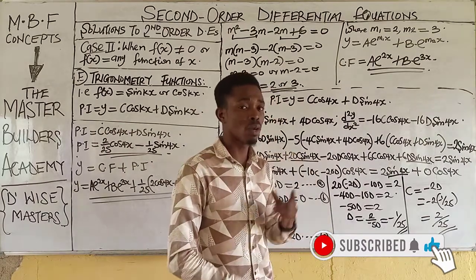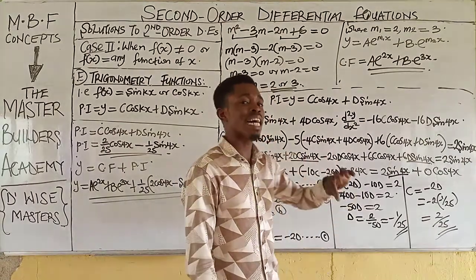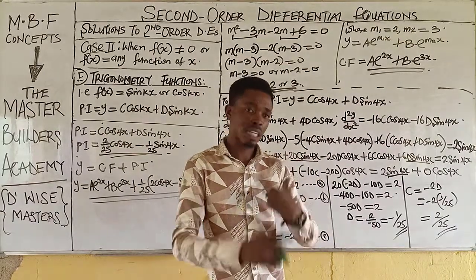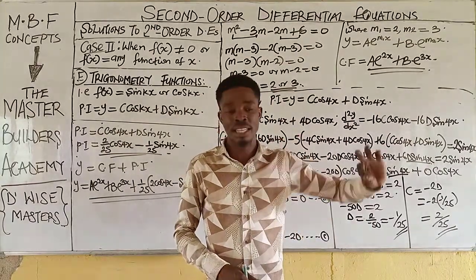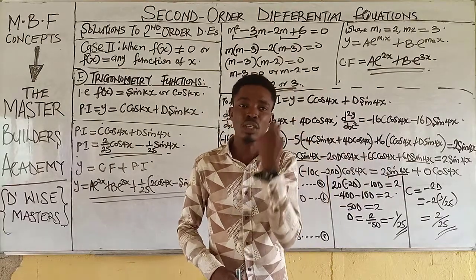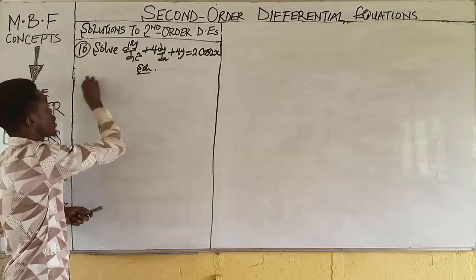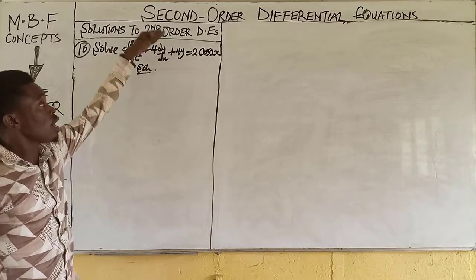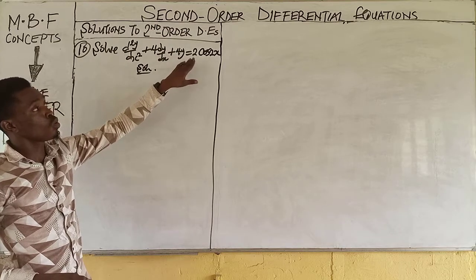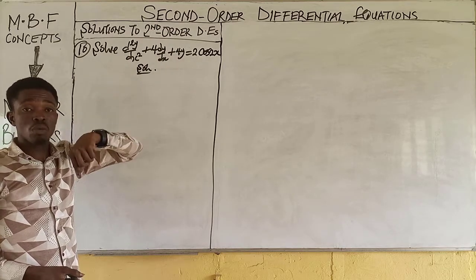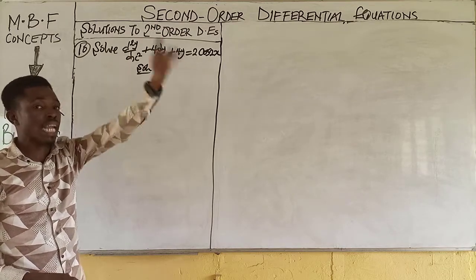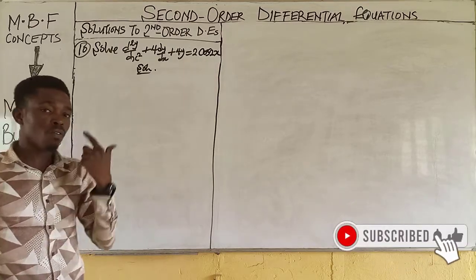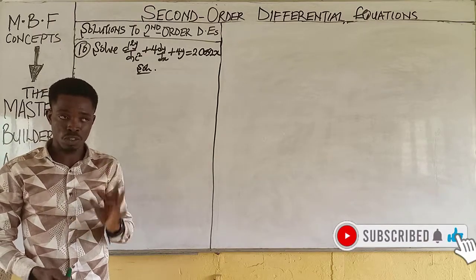Don't forget, we will quickly look at question number 10, which will serve as the second example under this case of second order differential equation when f of x is equal to a trigonometrical function. So question number 10 on the board, and we are asked to solve d squared y over dx squared plus 4dy over dx plus 4y is equal to 2 cos 2x. The first one we solved was 2 sin 4x. Now this is cos, and this is also part of the trigonometrical functions.